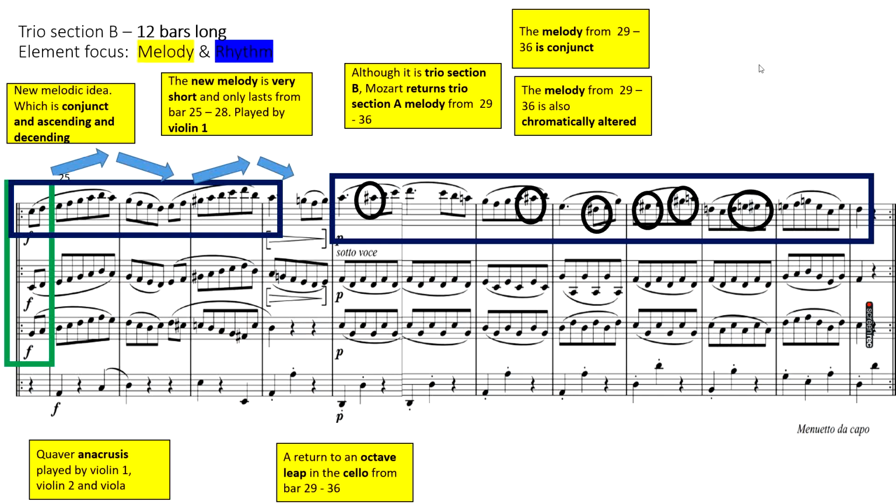Something else to note as well is we have a return of the octave leap in the cello from bars 29 to 36. So if you remember, it goes bum, bum, bum, bum. And there is the octave leap. So it goes to show that he has returned, basically, the trio section A. So we've returned it. This is going to add a bit of balance, which is something that was used in the classical period. Balance.